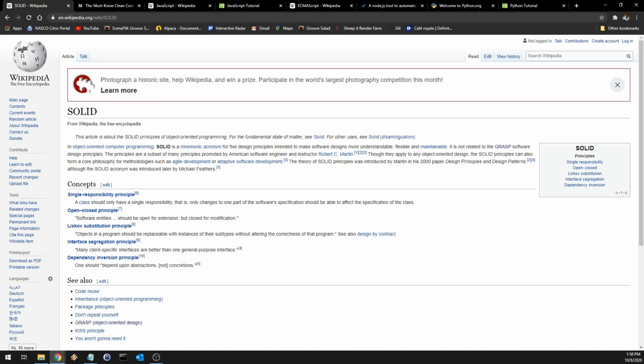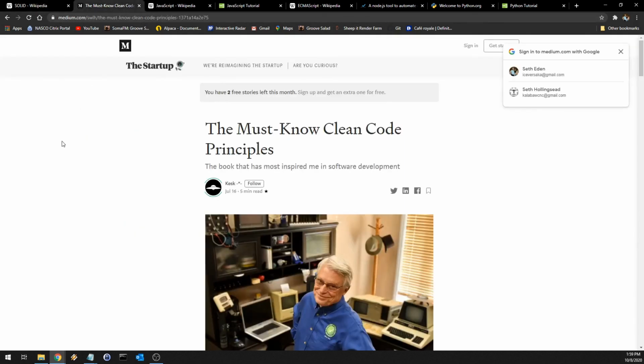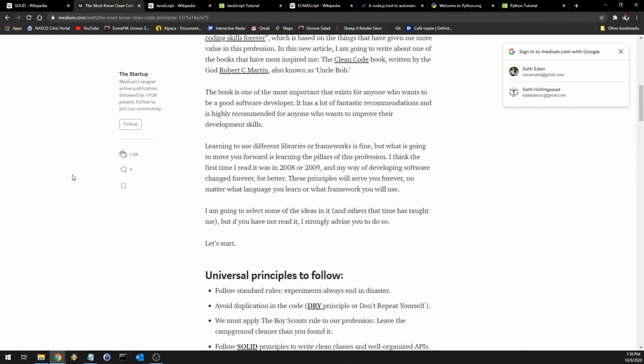SOLID: single responsibility principle, open-closed principle, Liskov substitution principle, interface segregation principle, and dependency inversion principle. You can read about those here. Additional clean code principles will be linked below, and all of these articles are linked.